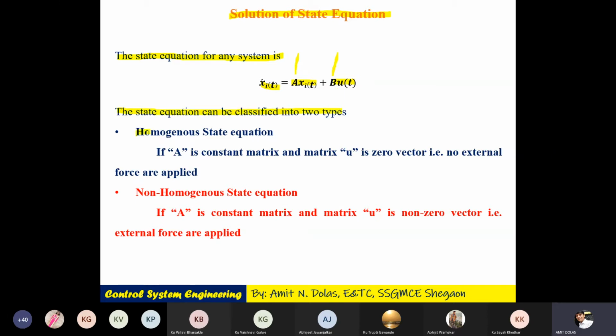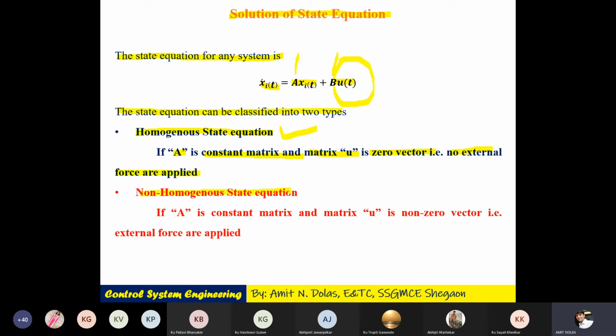So the state equation can be classified into two types. One is the homogeneous state equation. What is the homogeneous state equation? If the system matrix is constant and matrix U is zero, means input is not present. This matrix U is zero, means input is not present. No external force applied, means no input. That is called the homogeneous state equation.